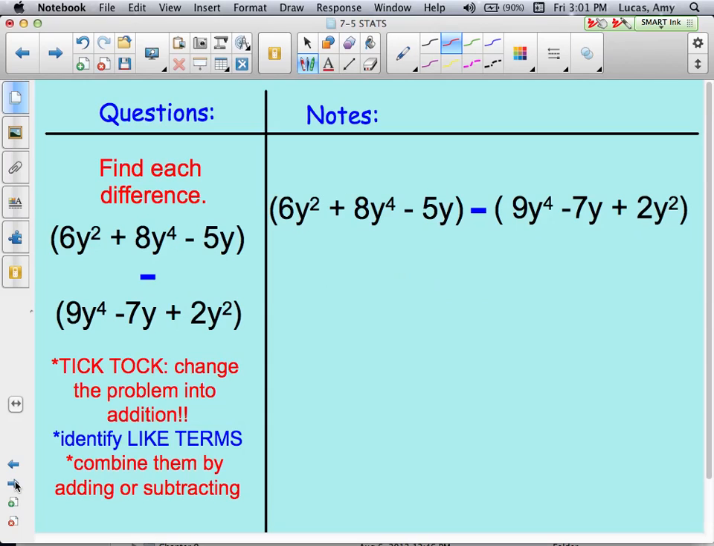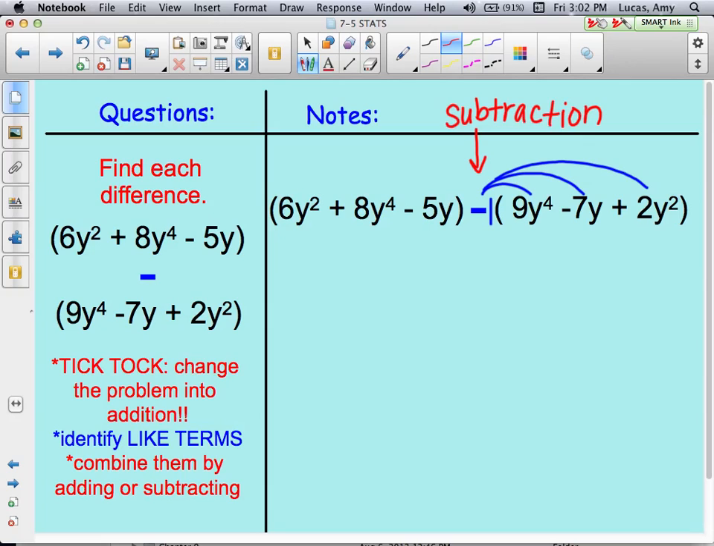This next one says find each difference. So we're working with subtraction now. And what I hope that you remember is that subtraction is the same as adding the opposite. You can think about this two ways. You could think about it as distributing. For example, this negative, you could put a 1 in front and you could distribute a negative 1. Or you could think about it as adding the opposite, changing it to an addition sign.